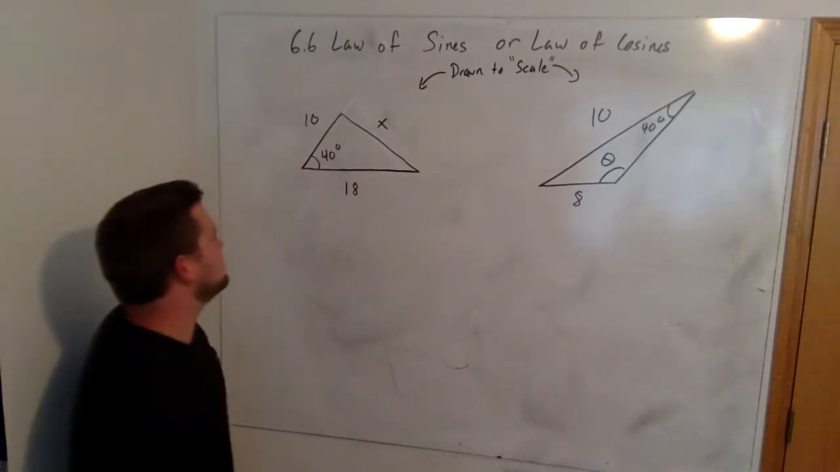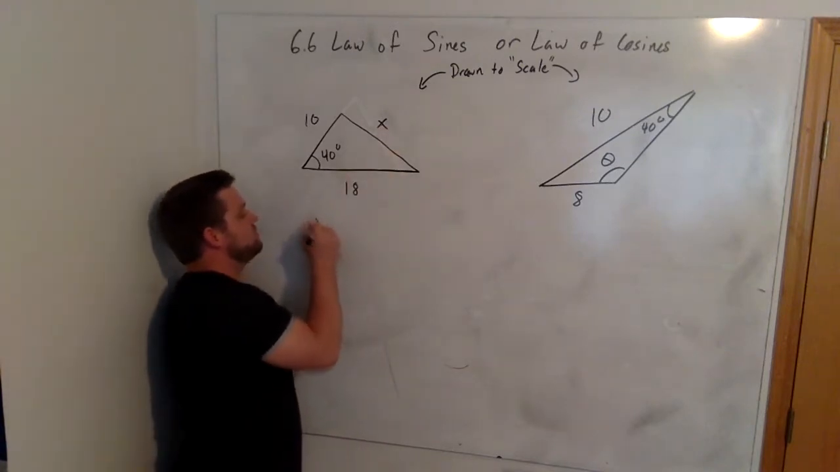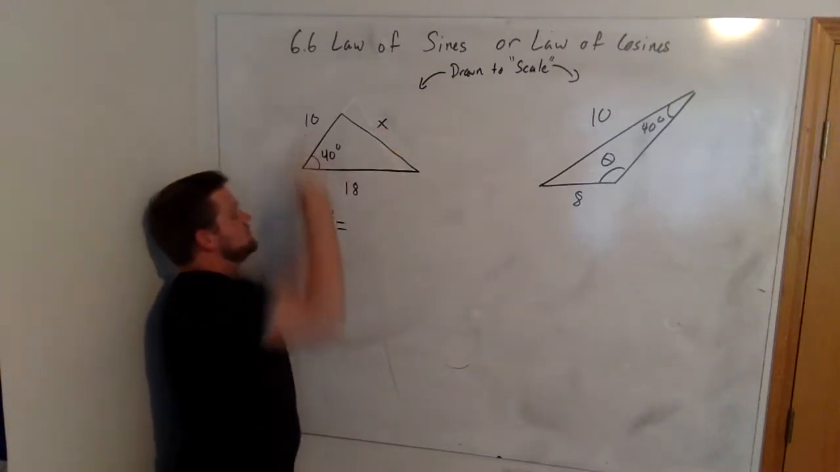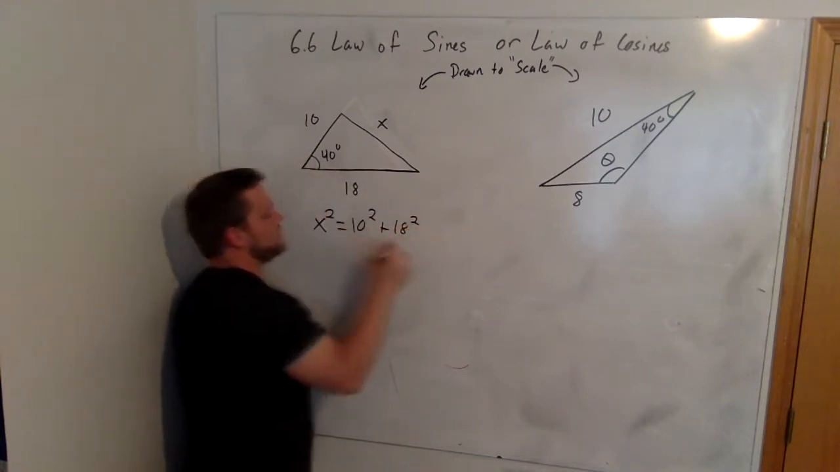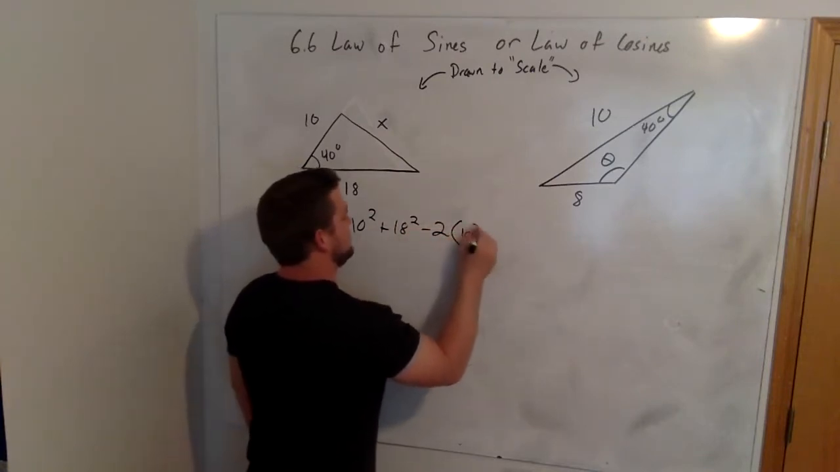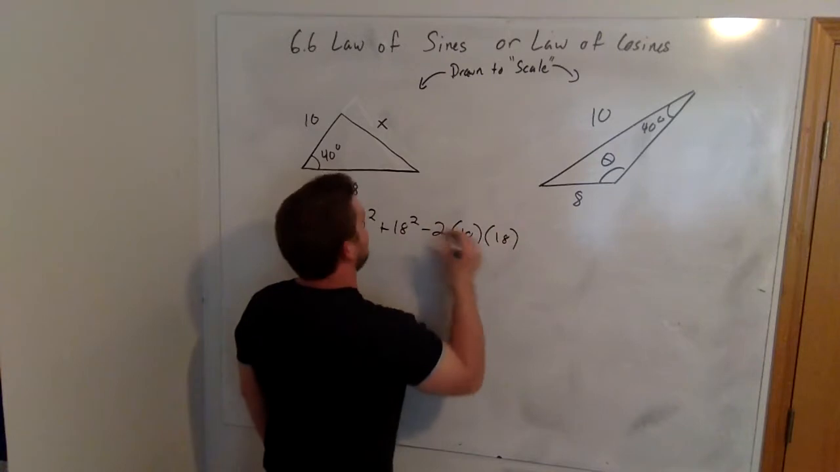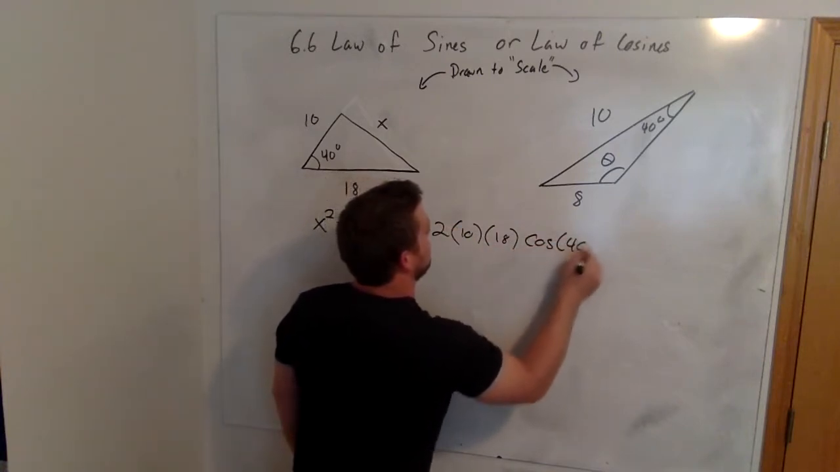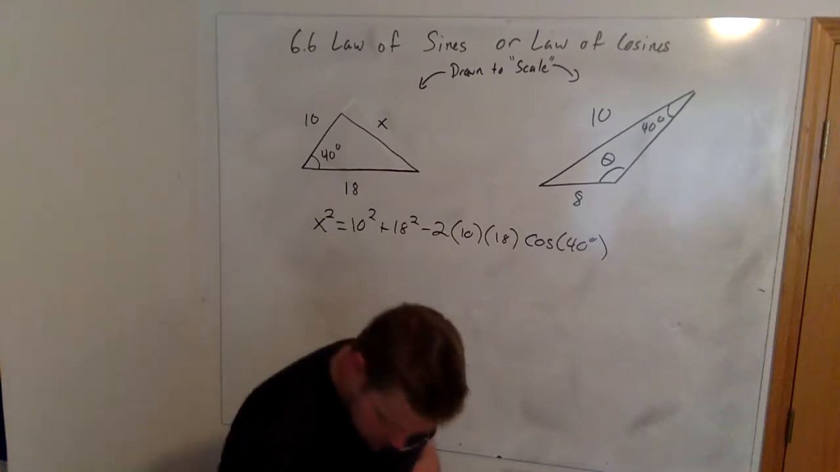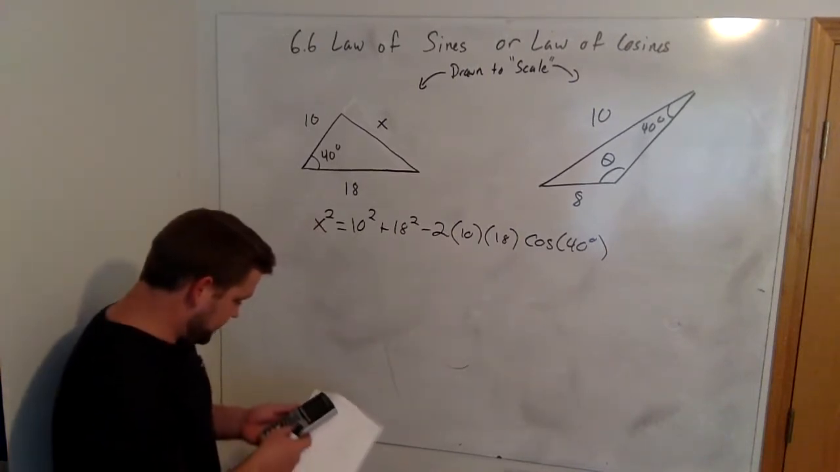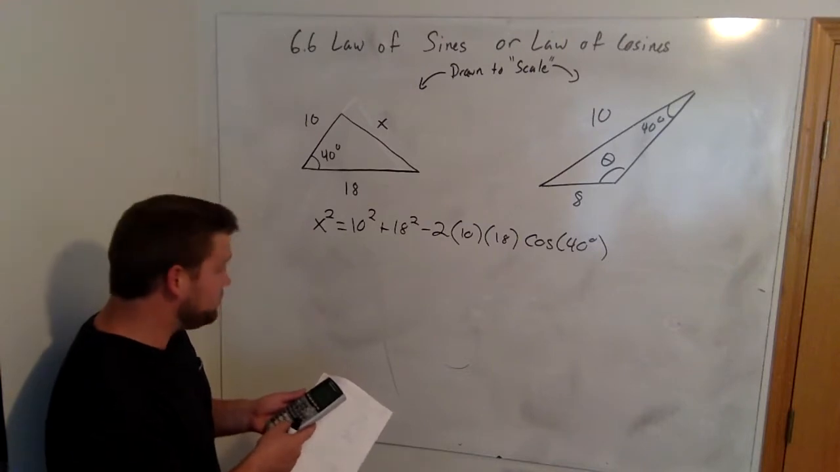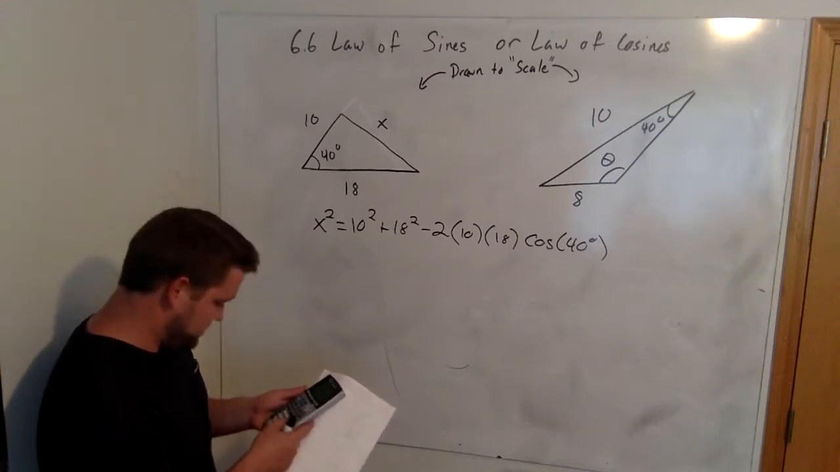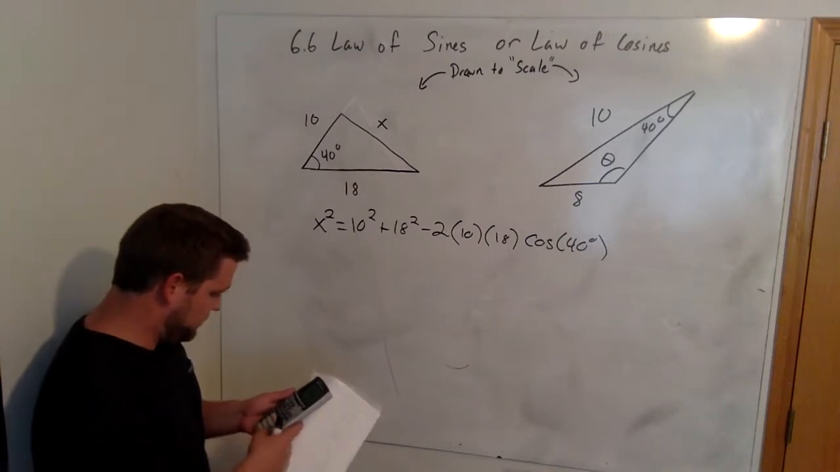Let's see what the law of cosines will say. It'll say that x squared is going to be equal to, it doesn't matter which order you do these in, 10 squared plus 18 squared minus 2 times 10 times 18 times the cosine of 40 degrees. Let's go ahead and plug this into our calculator. So we have 10 squared plus 18 squared minus 2 times 10 times 18 times the cosine of 40 degrees.